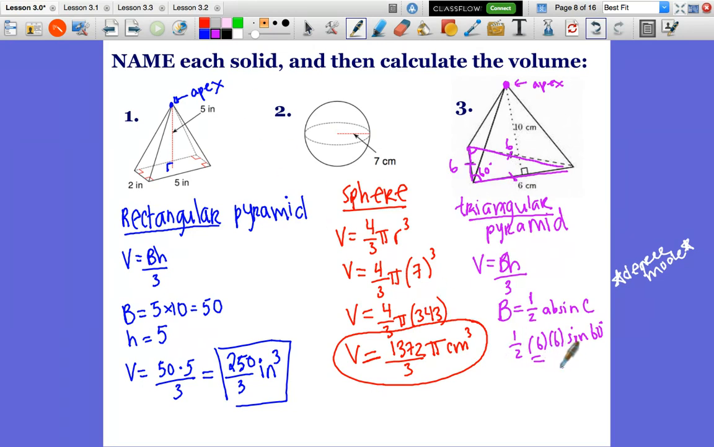And I'm going to have to round this right now. So I'll round it to 3 decimal places, and this is the point where I'll round: 15.588.